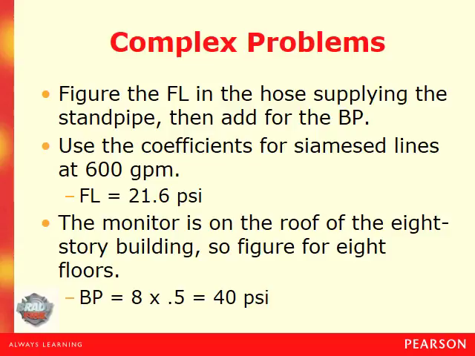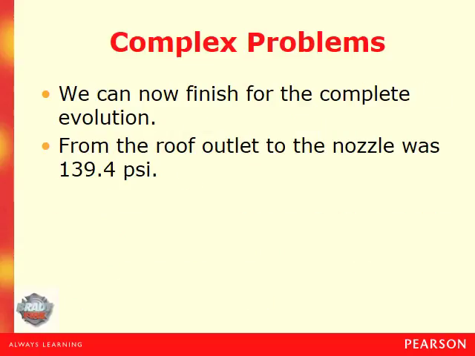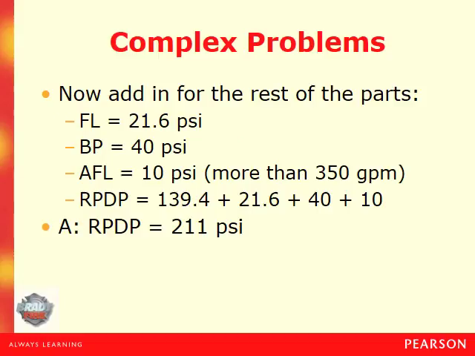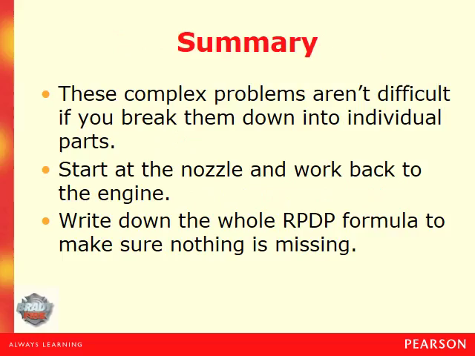The monitor's on the roof of the 8-story building, so figure 8 floors. So 8 times 0.5, 0.5 per floor, gives you a pressure loss of 40 psi. So now you can finish the problem. From the roof outlet to the nozzle was 139. Friction loss was 21.6. Our back pressure was 40. 10 for the appliance. Add it all together, so your required pump discharge pressure is going to be 211 pounds per square inch.